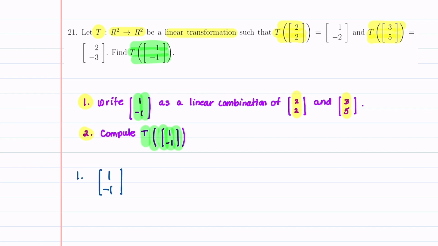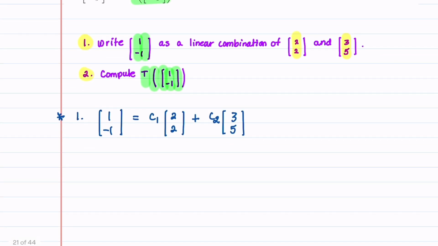That's the vector that we want to find the transformation of. And we're going to write it as a linear combination of the two vectors that we know the transformation of. So this is C1 times (2, 2) plus C2 times (3, 5). I always put a star by this for my students because I think this is the hardest part to remember in this problem. Once you have this, it gets a little bit easier.